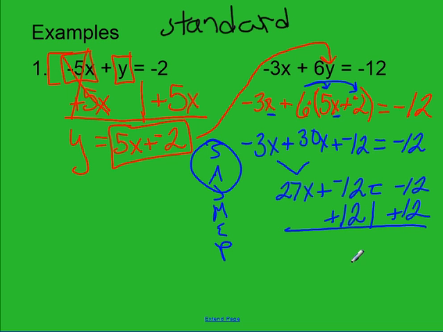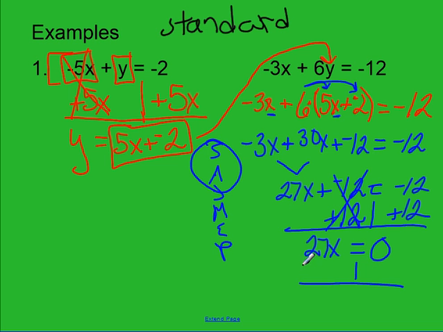Plus 12 on both sides. You're left with 27x. Your negative 12 and positive 12 cancel. Negative 12 plus 12, what does that equal, guys? It equals 0. Remember from previous units, do not be afraid of the 0. The 0 is not your enemy. The 0 is perfectly fine. I have to continue solving this.